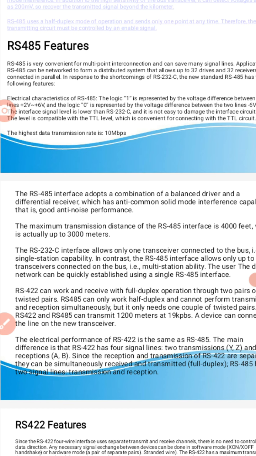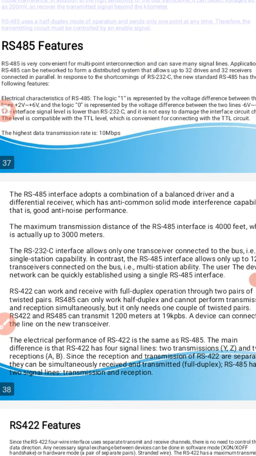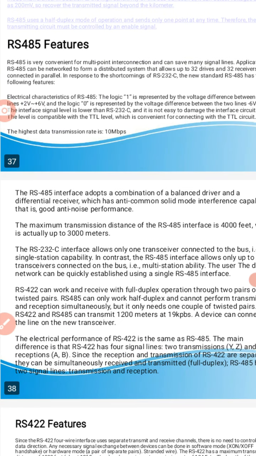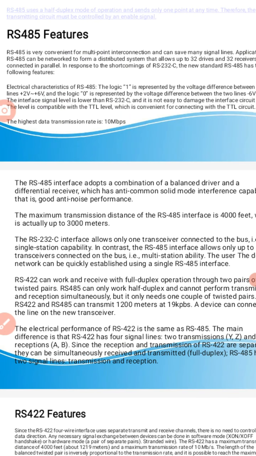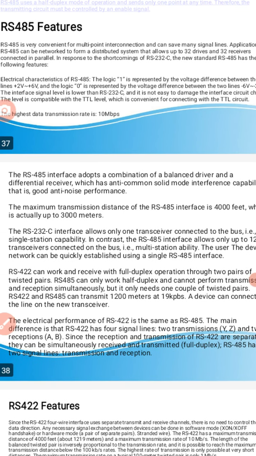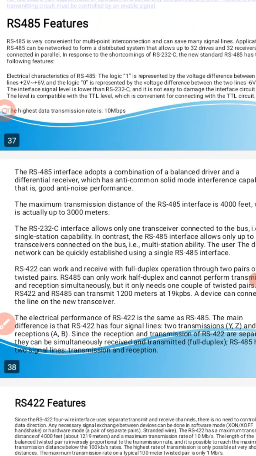RS422 can work and receive with full duplex operation through two pairs of twisted pairs. RS485 can only work half duplex and cannot perform transmission and reception simultaneously, but it only needs one pair of twisted pairs. RS422 and RS485 can transmit 100 meters at 19 kbps. A device can connect to the line via a new transceiver.